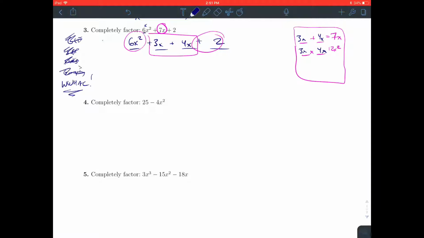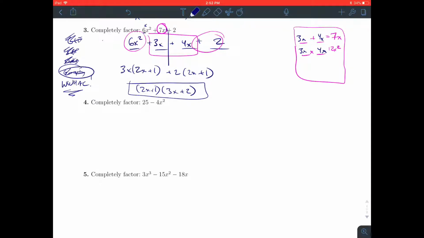Now, with 4 terms, we can actually use grouping. So we split it here, and we get 3x times 2x plus 1, and 2 times 2x plus 1. That becomes 2x plus 1 times 3x plus 2. Can't solve it because it wasn't equal to 0 or equal to anything to begin with.